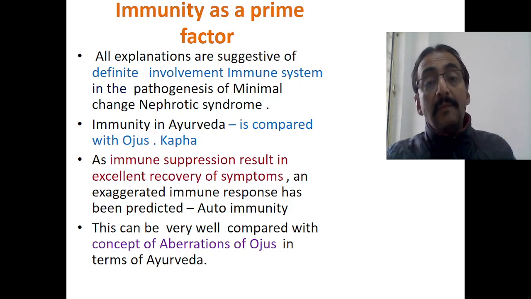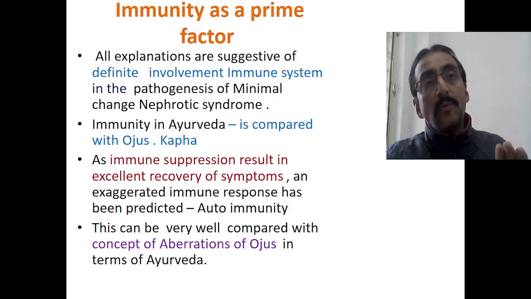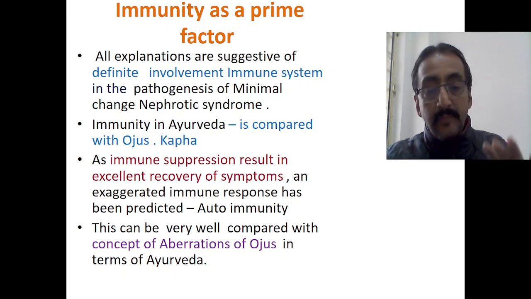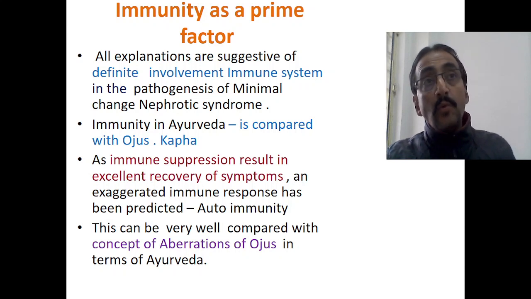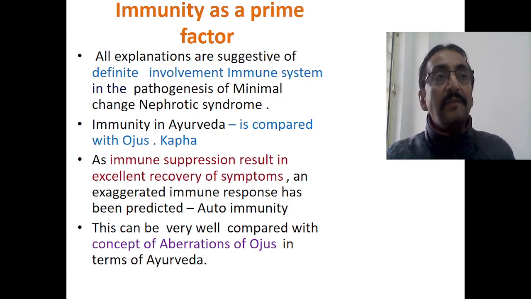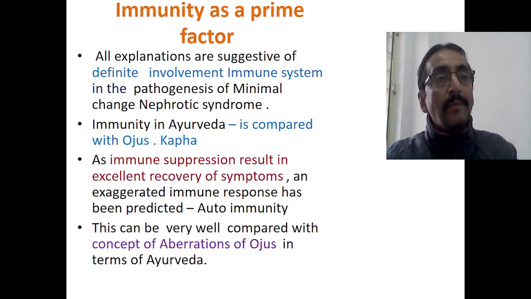So this can be well compared with two concepts. One is the concept of aberration of the ojas, in terms of Ayurveda. Now in ojas we have three parts: ojo kshaya, ojo visramsa, and ojo vyapat. Although all three are immunity related disorders, ojo kshaya is basically a deficiency of immunity, immune deficiency because of nutritional and some other causes. Whereas ojo visramsa is not because of a deficiency factor; it has its own causative factors, so it may be an exaggerated type of immunity.